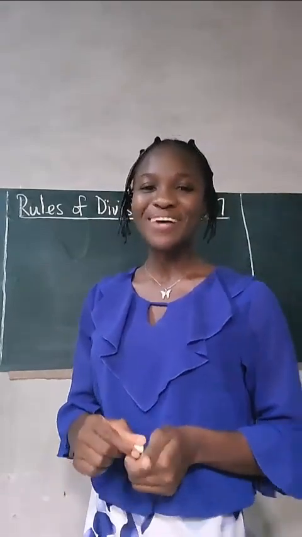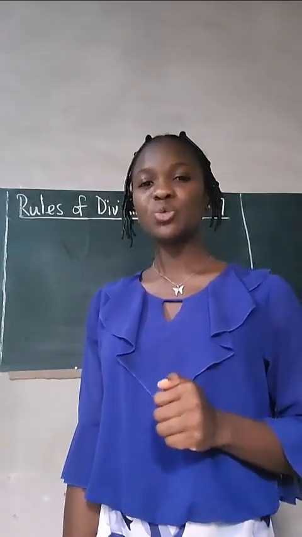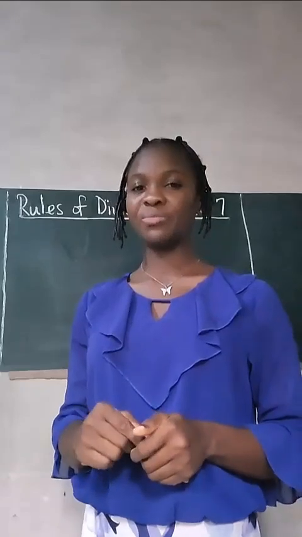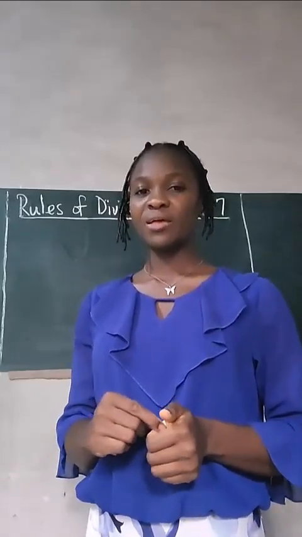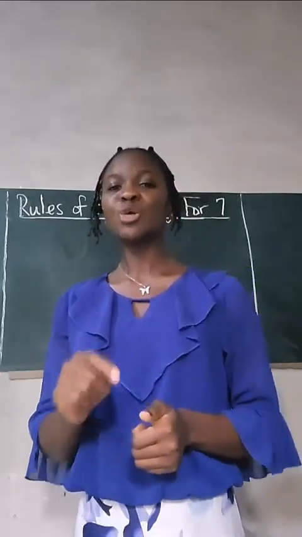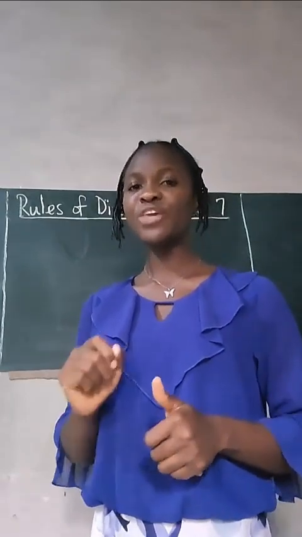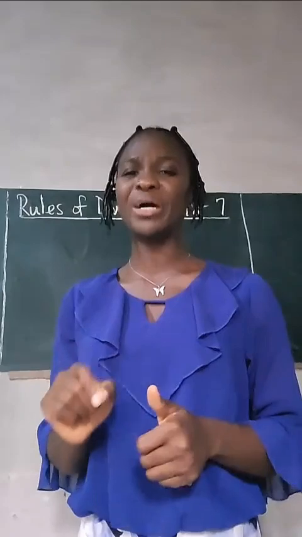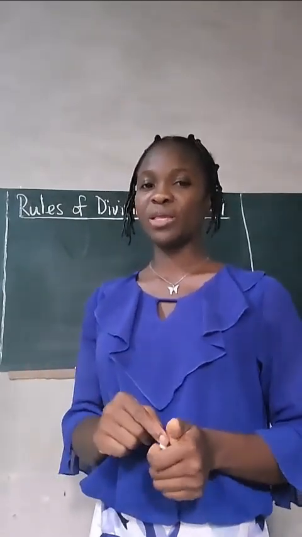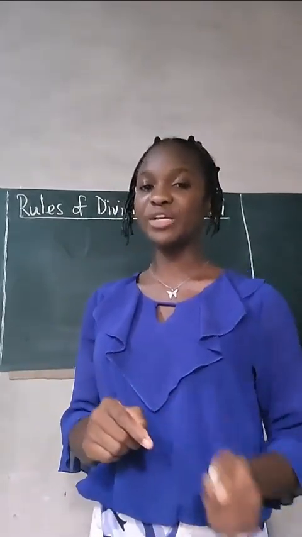Now, if you're trying to divide any number by 7, the first thing you will do is take the last digit of that particular number and double it. Once you have doubled the last digit, the answer you get, subtract it from the rest of the digits. Let me come again. If you are trying to divide any number by 7, the last digit of that number, multiply it by 2 and subtract it. The result you get, subtract it from the rest of the digits.